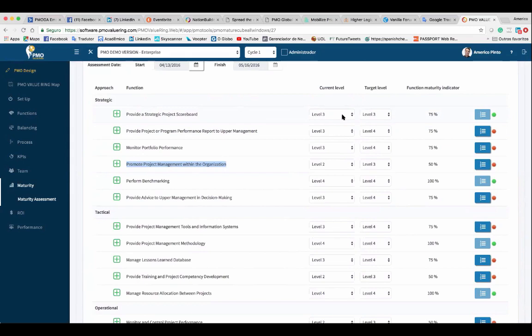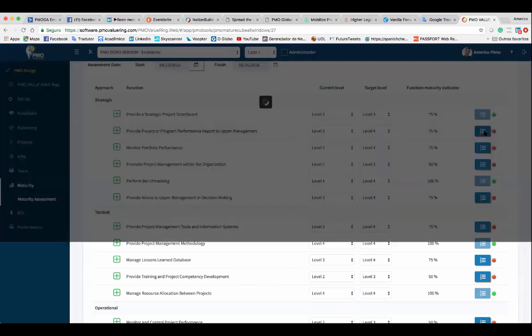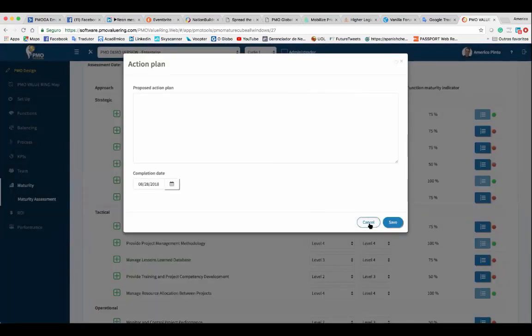Level 3, even if you want to be level 3 at the end of 12 months, you will still have only 75%. The only difference is that because you are 3 and you want to keep level 3, you don't want to evolve, you can see that there is a green sign here and you can't click on this blue button where you will create your action plan for evolution. In the second one, for example, 3, and you want to be 4. So it's red, there is a gap. So if you click here, you can create your action plan, okay?